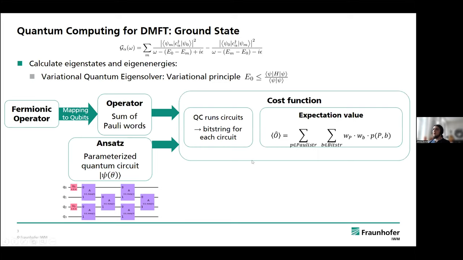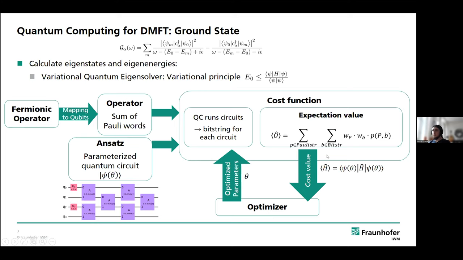Now, combining both of these ingredients, we can set up a cost function. At first, the quantum computer runs a circuit for a specific set of parameters, which results for each circuit in a specific bit string. That is, at the end of the quantum computation, we measure the probability of each qubit to be in the one or in the zero state. Using this bit string, as well as the Pauli words, we can calculate an expectation value, which we then use as a cost value, as feedback to an optimizer. And this classical optimizer, which runs on a classical computer, then optimizes the parameters present in the quantum circuit to obtain the lowest energetic state.